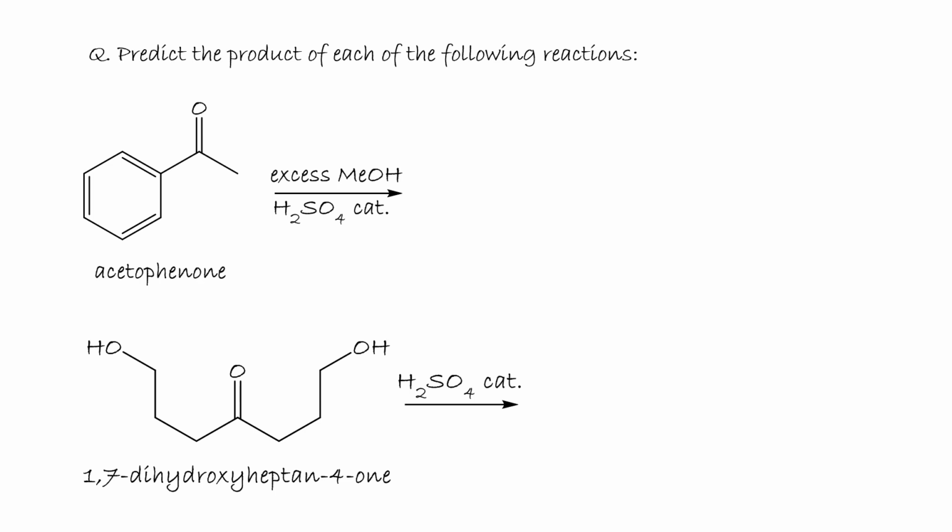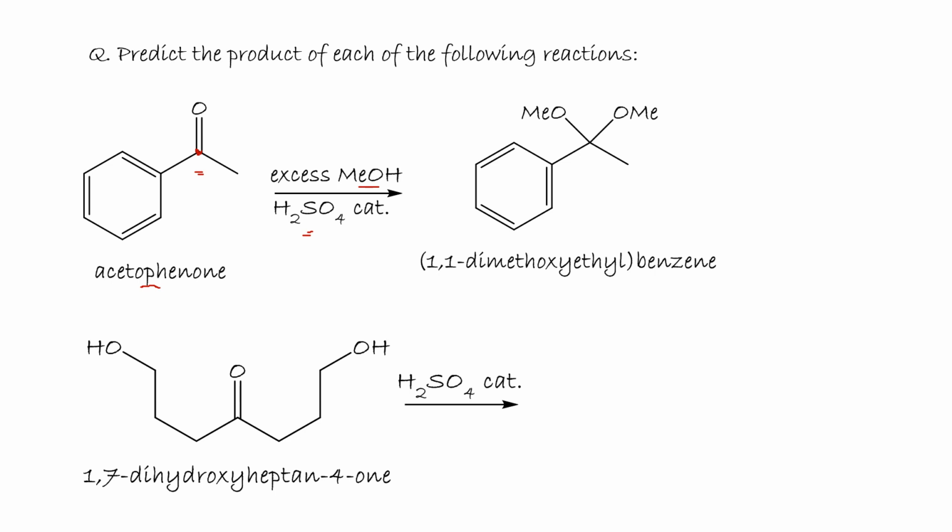Predict the product of each of the following reactions. Acetophenone with excess methanol, catalytic amount of sulfuric acid. This is a carbonyl, right? So we replace this double bond O with two OCH3, and the product will be 1,1-dimethoxyethyl benzene.